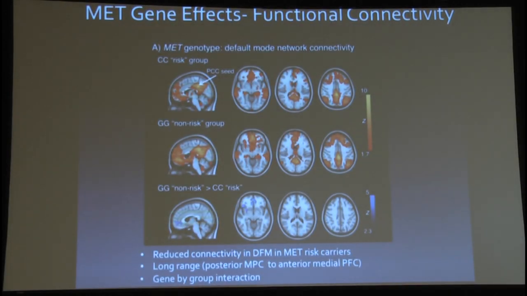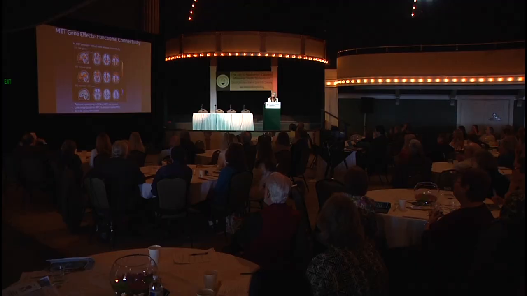Okay, one last gene, and this is the MET gene. This is a gene that we like because it's densely expressed in the face areas that we talked about before. We looked at connectivity within a network that's also very implicated in autism. I'm not going to go into details on it. It's called the default mode network. This is the risk group, this is the non-risk group, and this is the difference. Non-risk is greater than risk. Again, we can see there's greater connectivity along these long-range networks in those who do not have a risk gene compared to those who do.